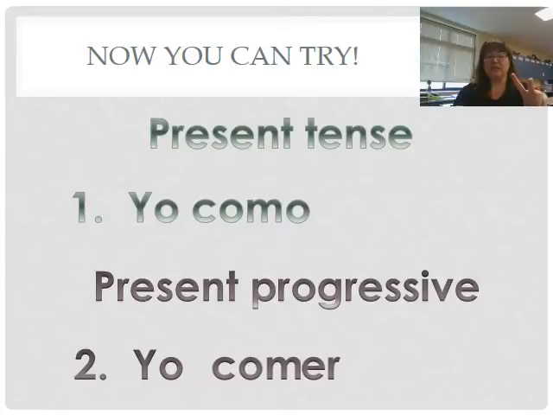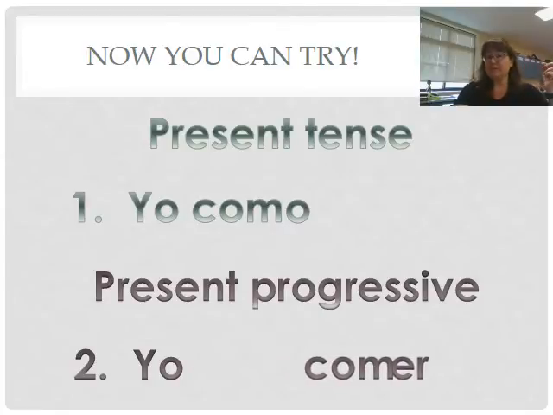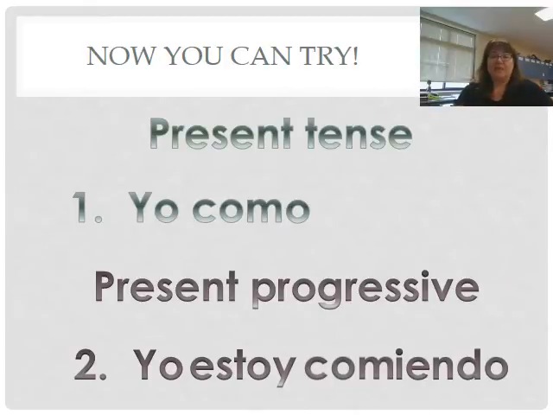Now, present progressive, you got two steps, right? Present progressive. So you need a form of estar, yes. So yo estoy. And then you need your ending, so comiendo.